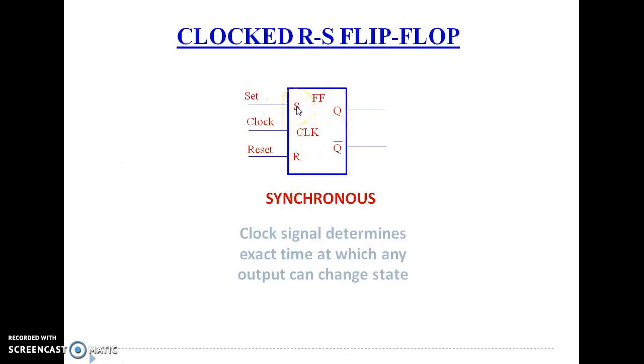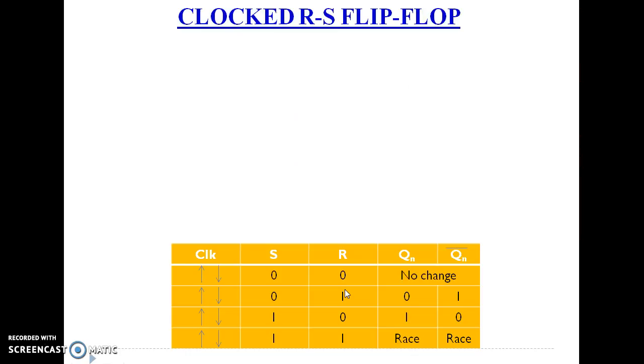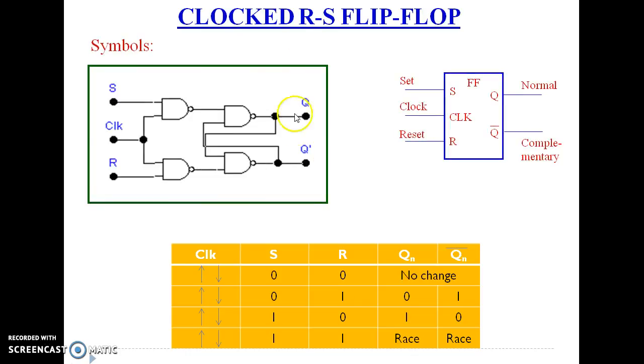It has got a set input, a reset input, a clock input and two complementary outputs Q and Q bar. The clock signal determines the exact time at which any output can change the state. Here we can see this is a symbol of the SR flip-flop, and this is a logic diagram of the SR flip-flop, an implementation of the SR flip-flop using NAND gates.